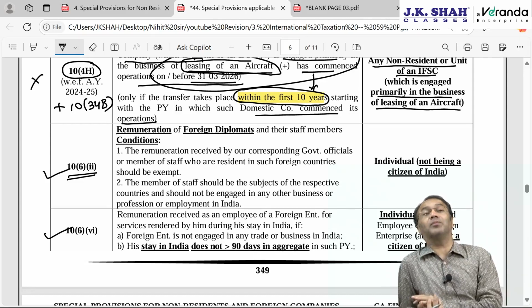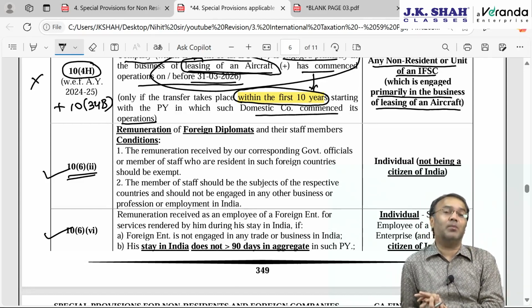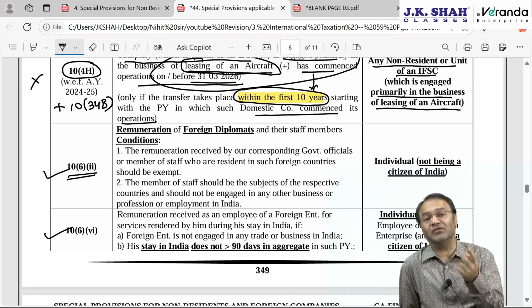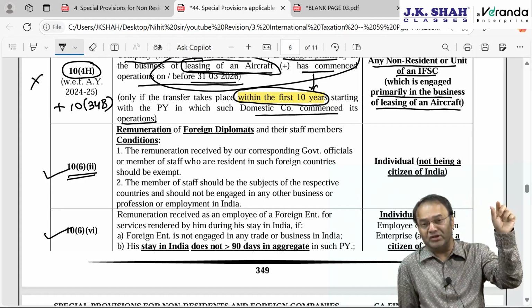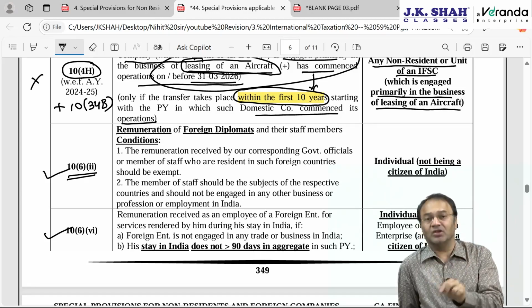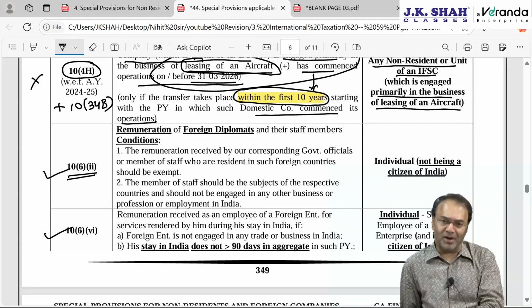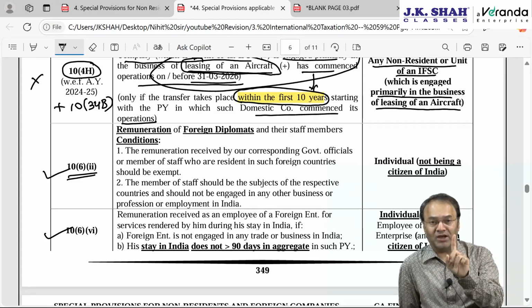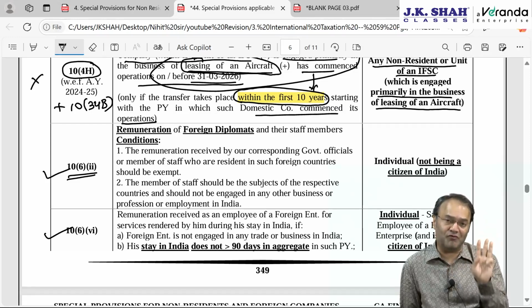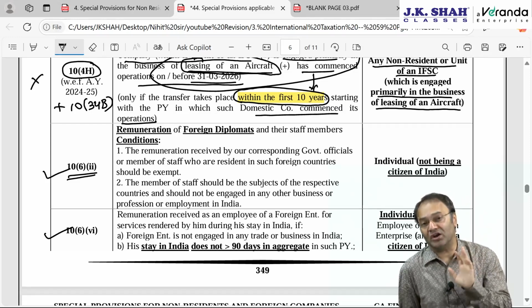If somebody wants to apply for a US visa, they will have to apply to the US embassy in India. Who will be working in the US embassy? Naturally, a person who is a citizen of the USA. He will be sitting here in India granting or rejecting visa applications. Such persons are called foreign diplomats. The income of such a foreign diplomat, which is salary received from the government of the USA, a foreign government, for services rendered in India.